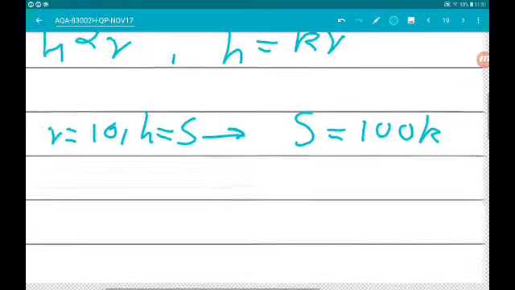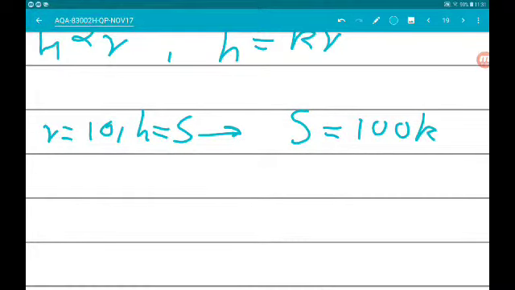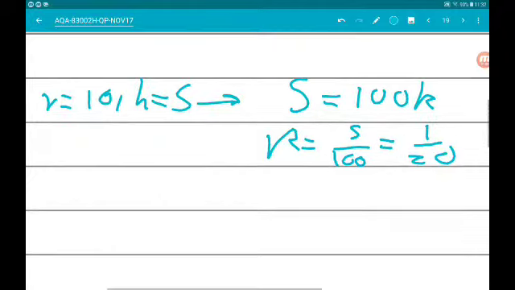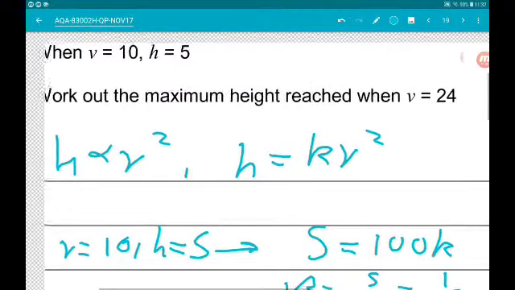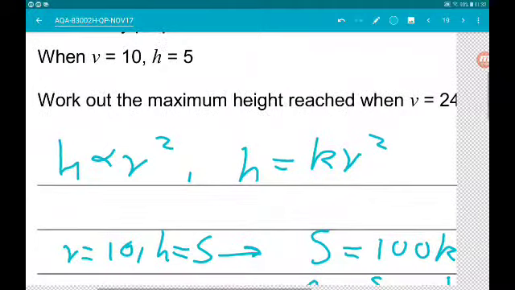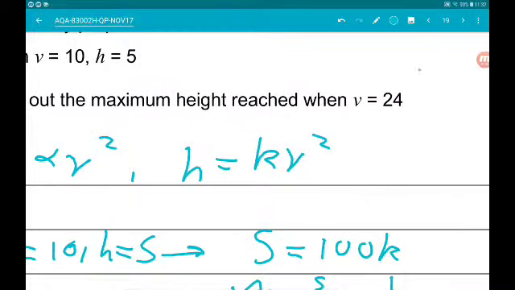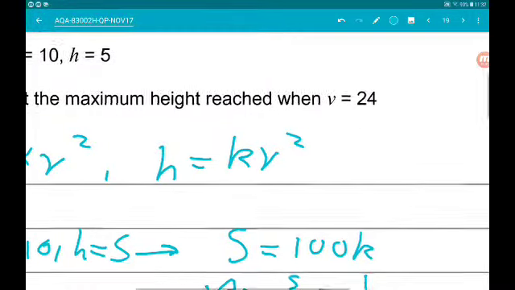Now if we divide by 100, we get k is 5 over 100, which is 1/20. So at this point, we now know h is 1/20 of v squared. Now the question wants us to work out the maximum height when v is 24.